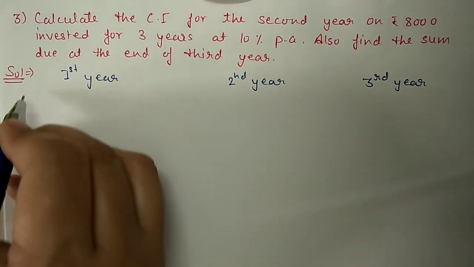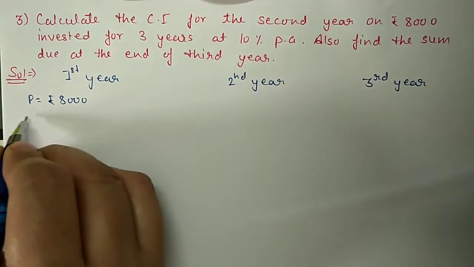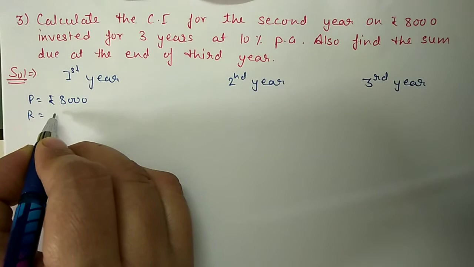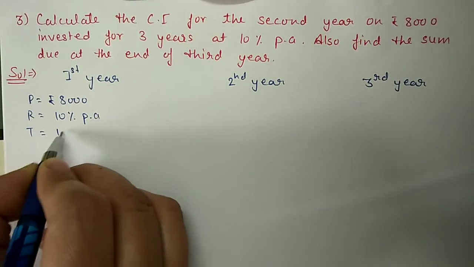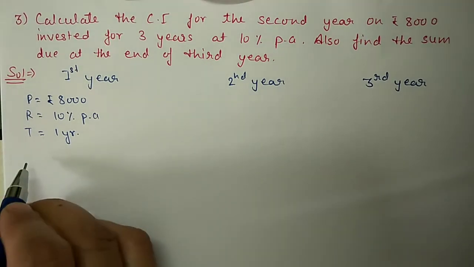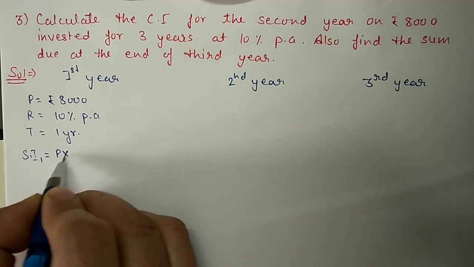So first, for the first year, principal money is 8,000 rupees. Rate of interest is 10% per annum. Time we will take as 1 year. Now we will calculate the simple interest for the first year. P into T into R by 100.